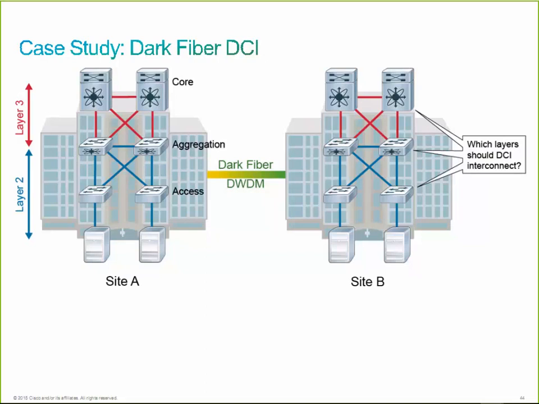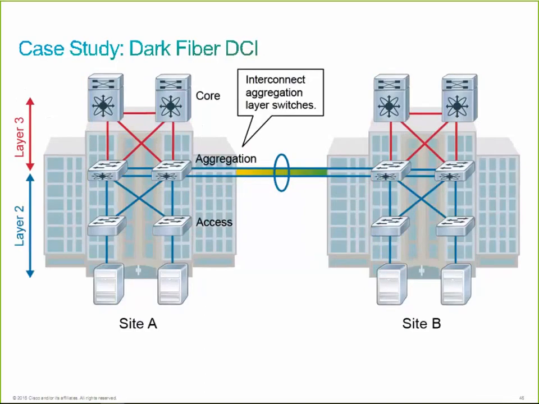Okay, so let's continue with our little case study here, all right? The question I had asked previously was, well, where do we connect this to? And typically it's going to be connected to the aggregation layer. We're going to connect one aggregation switch at site A with an aggregation switch at site B, and the other aggregation switches at site A with the other aggregation switches at site B. So we can have multiple connections.